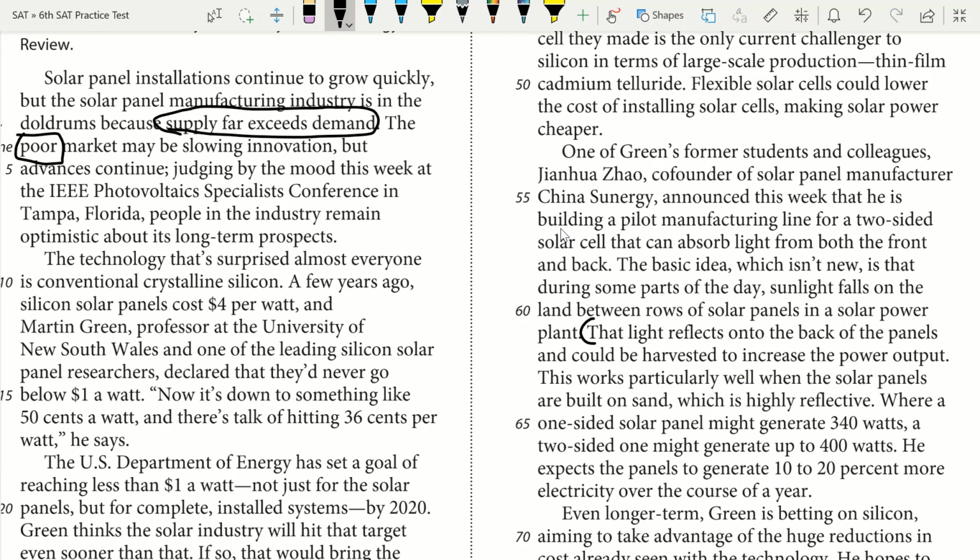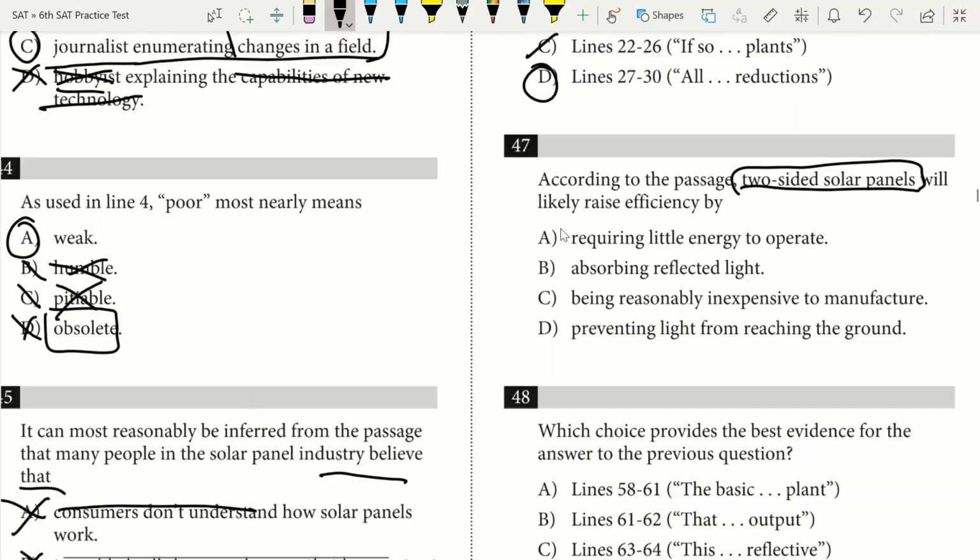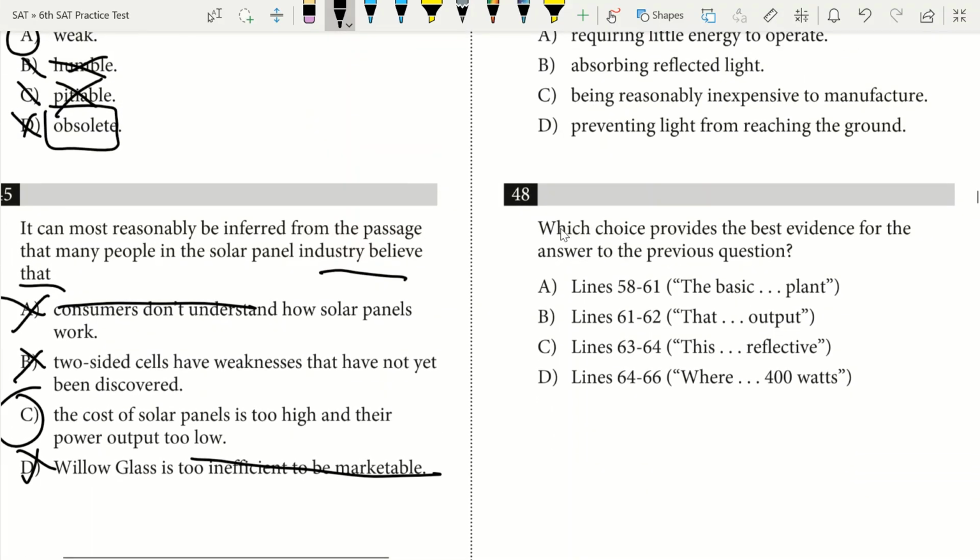So right here, the light reflects onto the back of the panels and could be harvested to increase power output, okay? So increasing power output, increasing efficiency by capturing that light. So that's 61 to 62 would be my evidence there. So 61 to 62, so that's going to be B for 48.